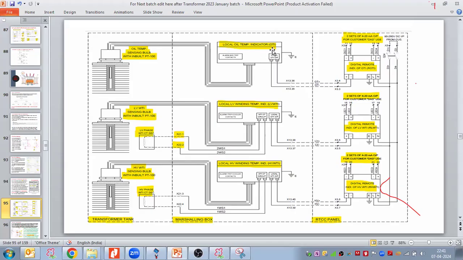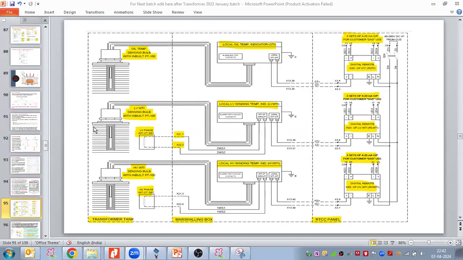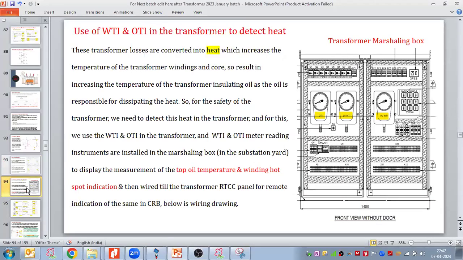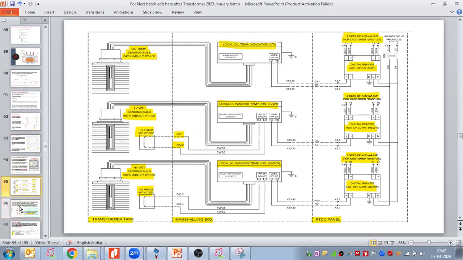So local temperature indications, OTI, they are indicating the oil temperature, and the winding temperatures, LV and HV winding temperatures. From that temperature we are taking the output, we are taking the cables, and that cable we are connecting to the RTCC, and here we have the digital remote indication for the OTI and WTI as well. So that sensing we do. I hope I'm clear why I'm doing this, why it is required.